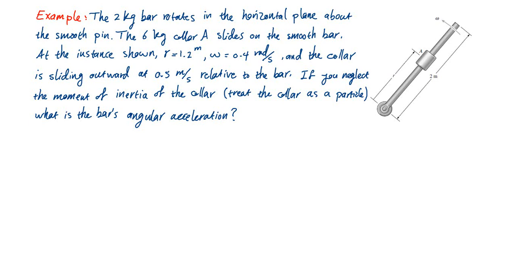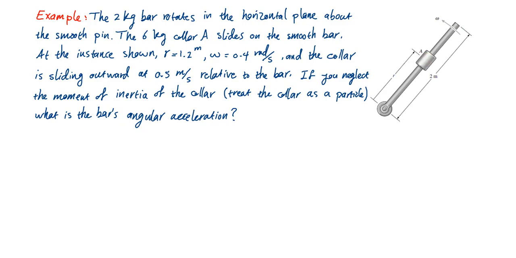Okay, the first one is, we have a 2 kilogram bar. You can see the bar there. It rotates in a horizontal plane. It's very important: horizontal plane means there is no effect of weight in this plane. It rotates about the smooth pin, which means there is no friction there. And we have a 6 kilogram collar A that slides on this smooth bar, which means there is no friction between the collar and the bar.